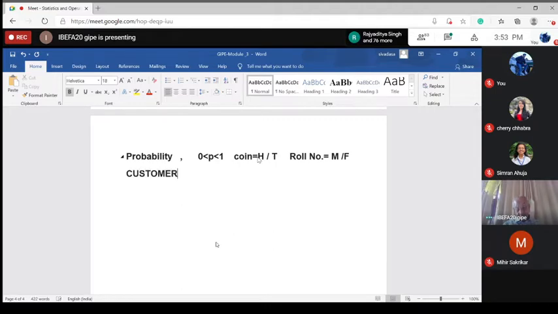A customer coming to the restaurant either prefers tea or coffee. This way, wherever you are not sure about the outcome of the experiment, but you are sure about the entire set of outcomes, probability helps you. Which outcome comes very often, which are rare outcomes, and so on.